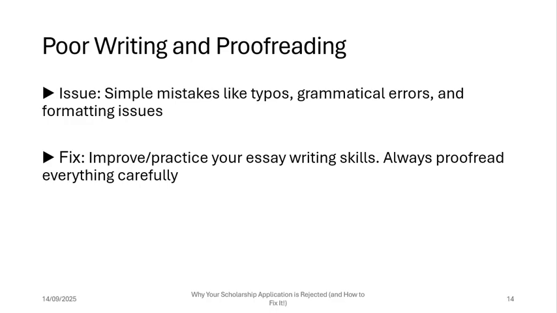The next problem is poor writing and proofreading. When you write your application, because your English grammar is not good, or you make many mistakes, your application doesn't look very professional. So make sure that you write properly, proofread it properly, and maybe sometimes you can ask your friends for help. And these days you can even take help from ChatGPT or similar tools like Grammarly to improve your English.